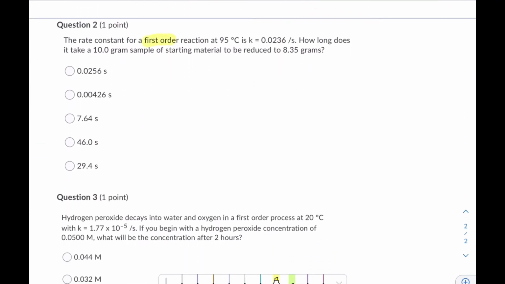Come down to question 2. I am told it is a first order reaction. I know what equation I'm dealing with. I'm given the k value. I'm not going to rewrite it out. K is that value. How long does it take? T is what I'm looking for. For a 10 gram sample, there's my initial amount, to be reduced to 8.35 grams. There's my amount at time t.